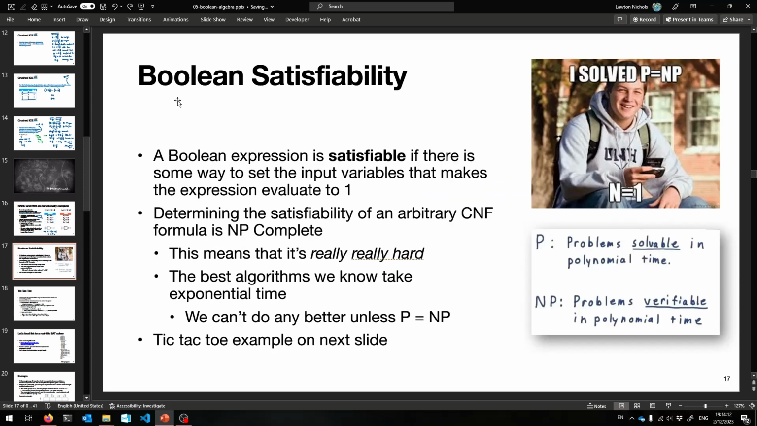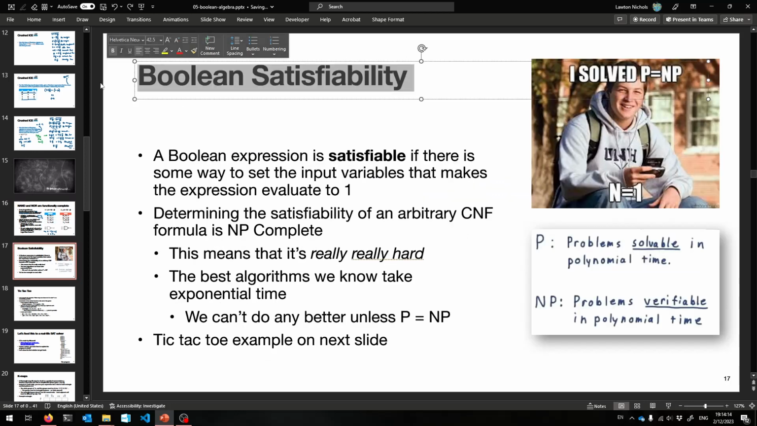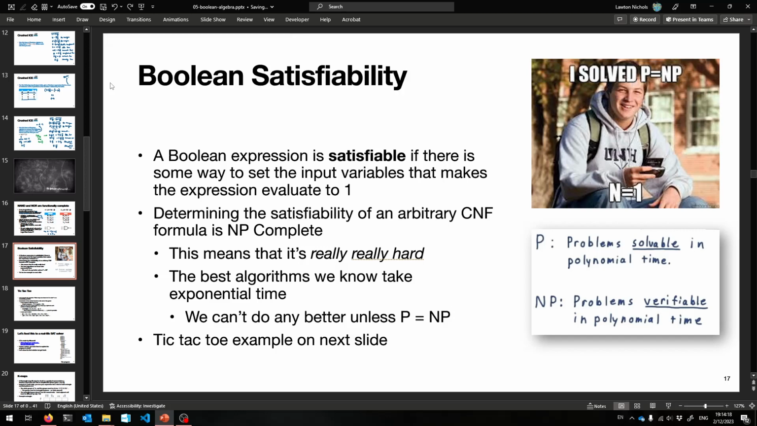Let's next talk about satisfiability, which is a very, very important problem, and you've solved it already, right? A Boolean expression is called satisfiable. I don't really need to spend too much time here because you know what I'm talking about, given that you did the lab. A Boolean expression is satisfiable if there is some way to set those input variables that makes the final expression 1, true at the end, all right?